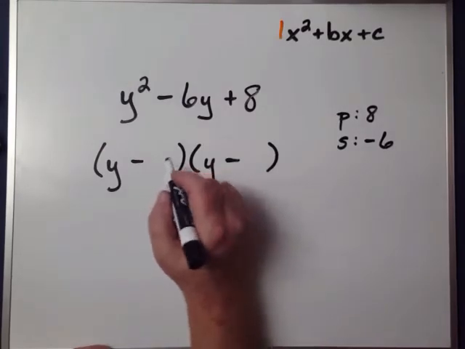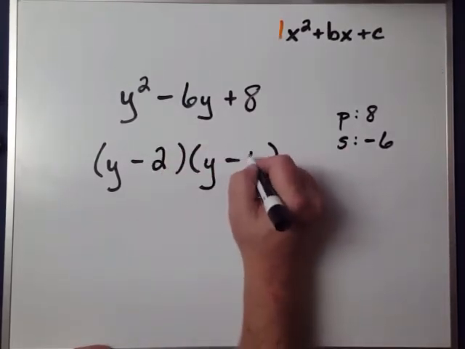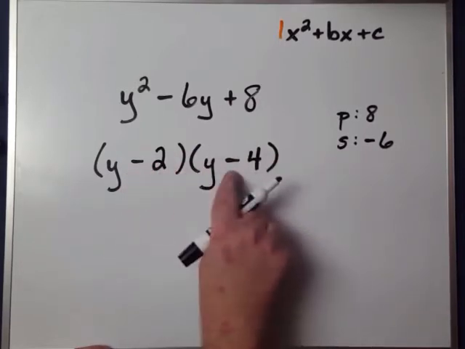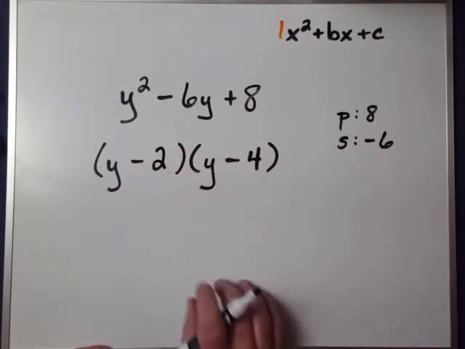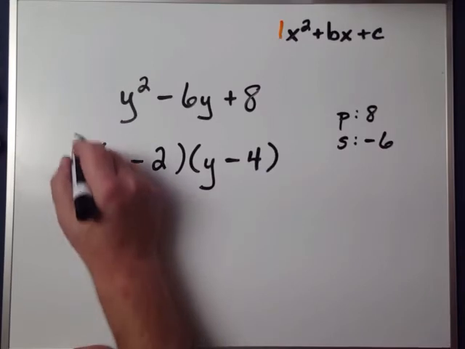How about 2 and 4? Now to add up to negative 6, of course, it's got to be a negative 2 and a negative 4. But I already had my negatives in place. I wasn't too worried about my signs. Those were already locked in. And this is the factored form.